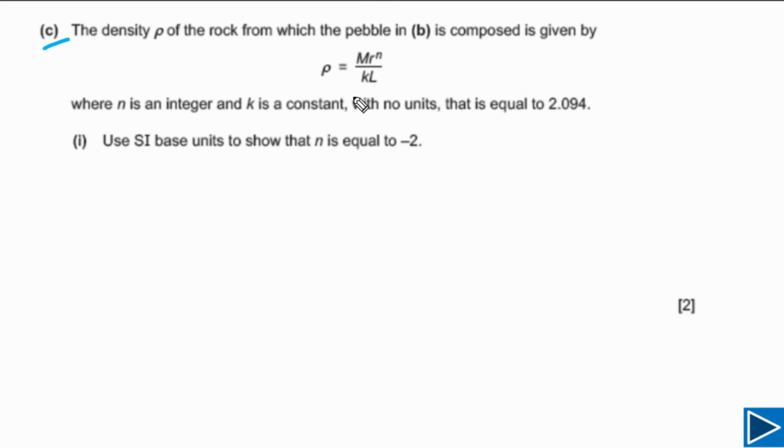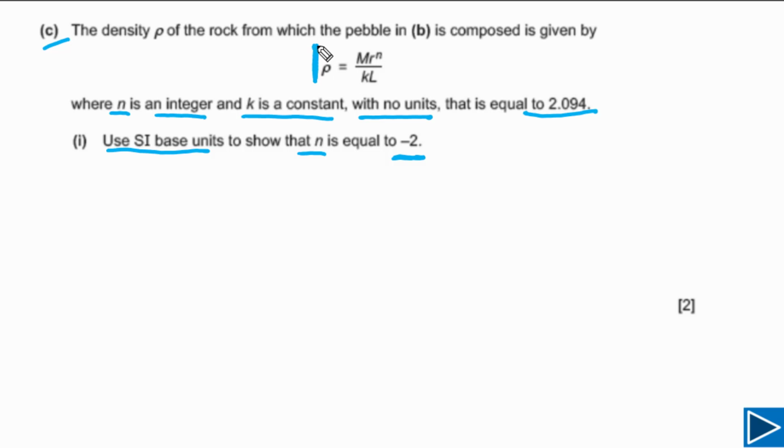For part C, it is given to us that the density of the rock is equal to mass times R to the power of n divided by K times L. It is also given that n is an integer and K is a constant with no units. You have to be very clear, some constants have units, but K is a constant that has no units, and its magnitude is equal to 2.094. We need to use SI base units to show that n is equal to -2. How can we answer this question?